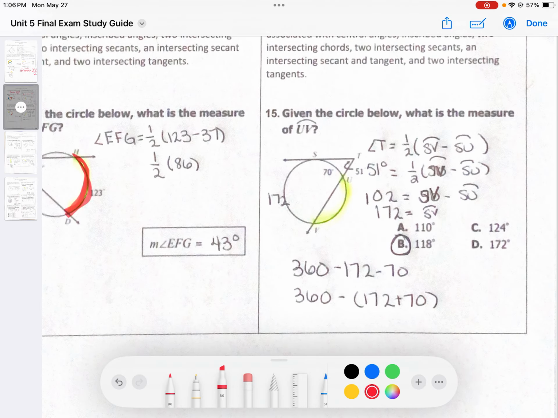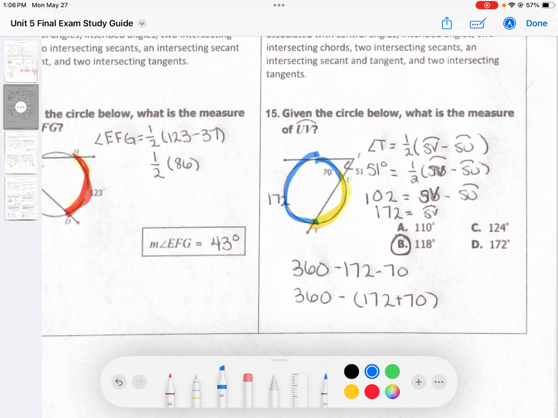Given the circle below, what's the measure of SV? Once again, I highlighted where it is. This is what I'm looking for. The first step: I know that angle T is 51 degrees, and angle T is half the difference of the intercepted arcs. Here goes one intercepted arc, which is 70. My other intercepted arc I needed to find.